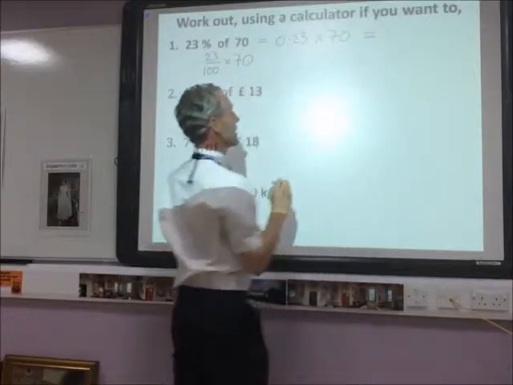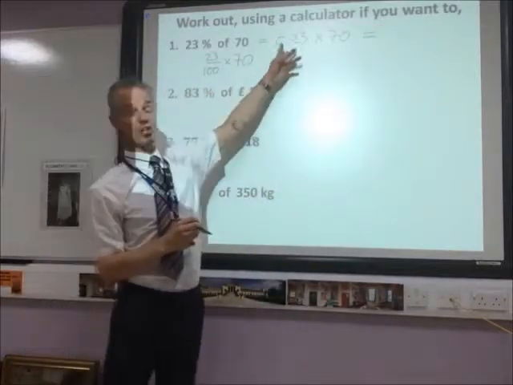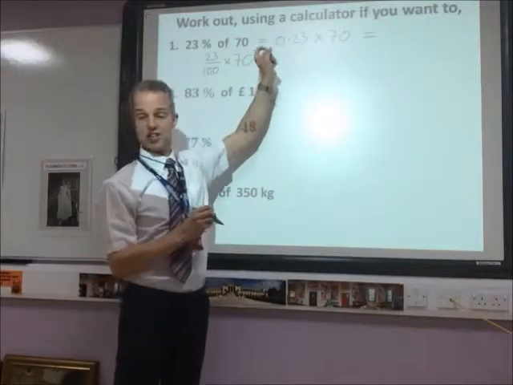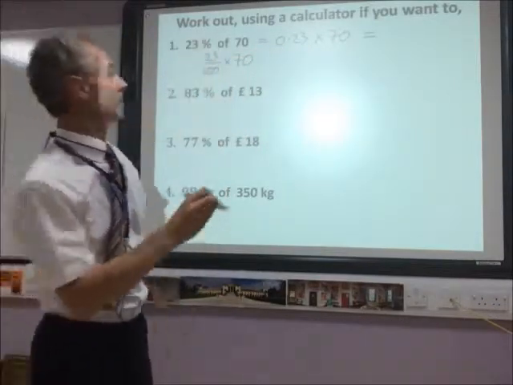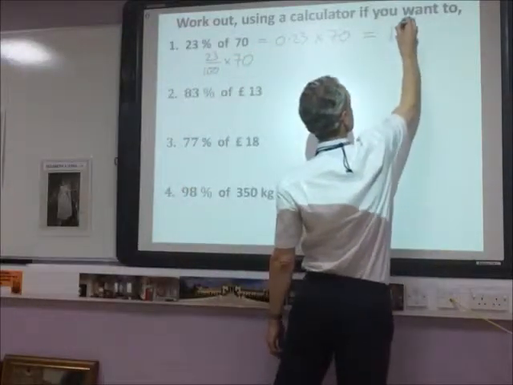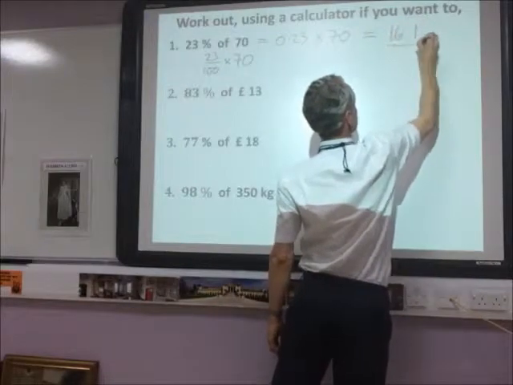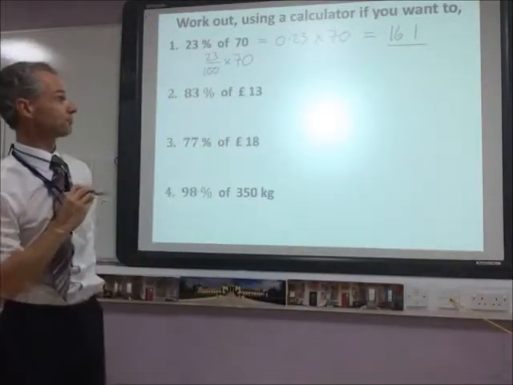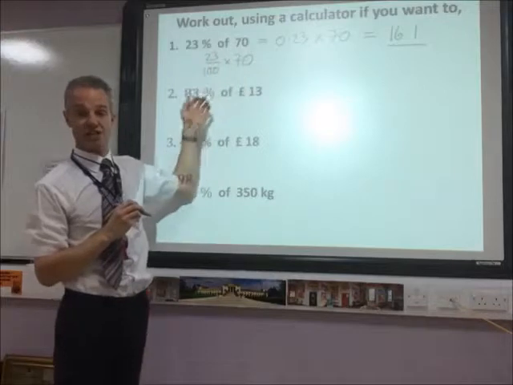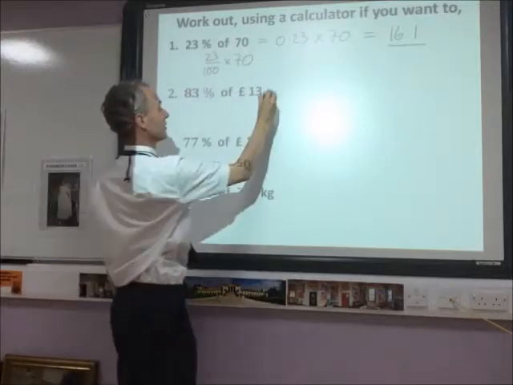Okay, so now that's what I can do on my calculator. I can work out 0.23 times 70. And what I get when I press the equals button is 16.1. So that's my answer for the first one. Okay, the method I use there, that's the same that I'm going to do for the others as well.